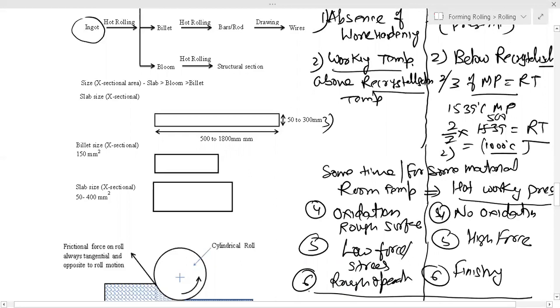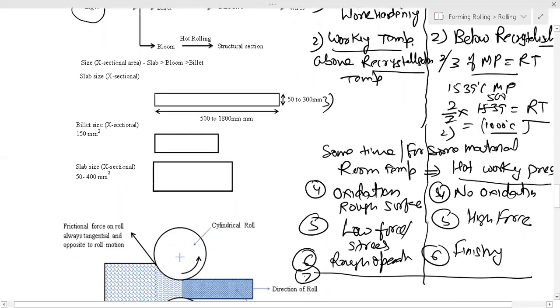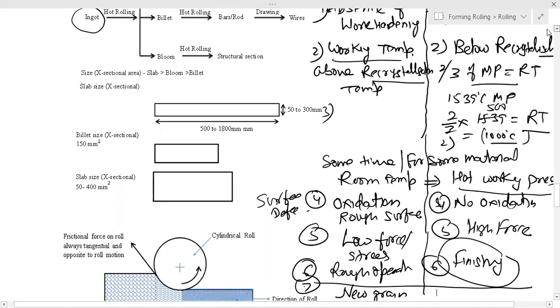Again, in the hot working process, because it happens at a higher temperature above the recrystallization temperature, new grains will form. And because of this oxidation there will be surface defects. In cold working there will not be any surface defect. That is why it is a finishing operation. So this is the basic difference between hot working and cold working. It is there in the notes. You can read that. Okay.